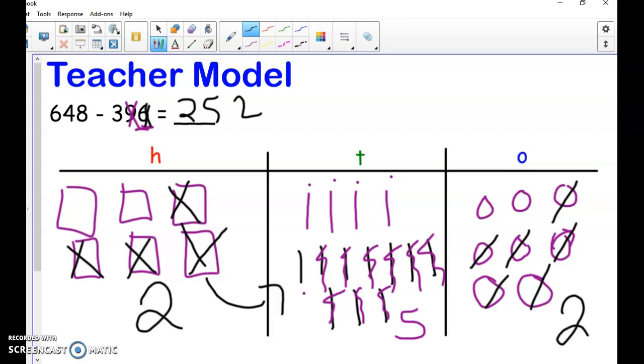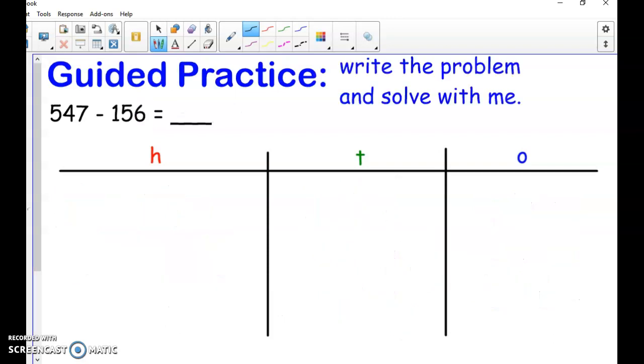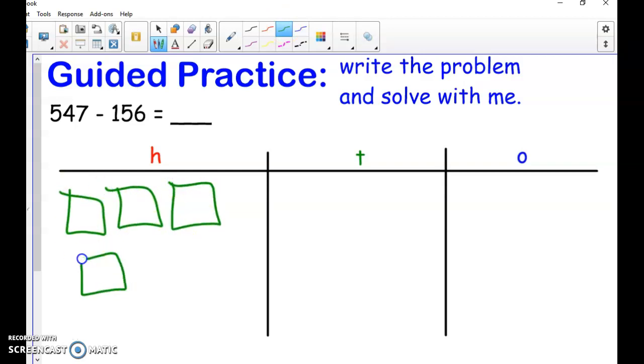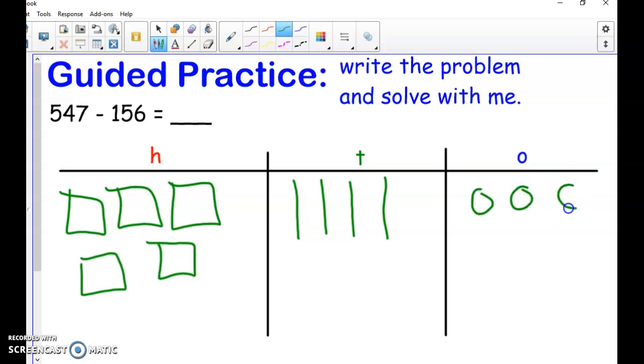I want you to pause the video and draw your place value chart and get ready to solve with me. All right, we are going to solve 547 minus 156 together. So let's make 500s, 4 tens, and 7 ones. 1, 2, 3, 4, 5, 6, 7.